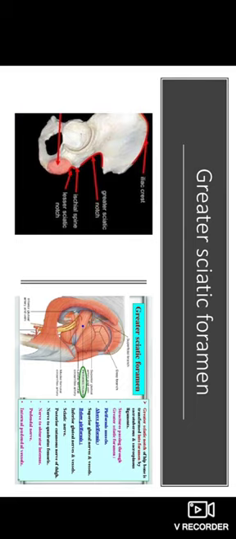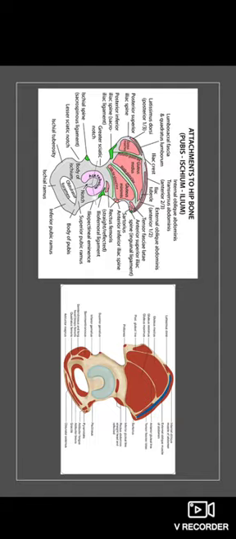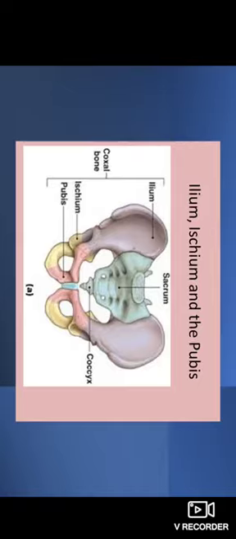Other structures passing through are the inferior gluteal nerves and vessels, posterior cutaneous nerve of thigh, nerve to the quadratus femoris, nerve to the obturator internus, pudendal nerve, internal pudendal vessels. So the main structure which is passing through the greater sciatic foramen is the piriformis muscle and the sciatic nerve. So this is about the hip bone.